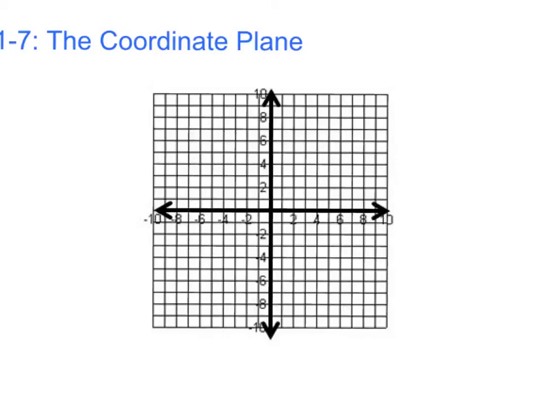In this video, we're going to review the coordinate plane. The coordinate plane consists of an x-axis, which is the horizontal axis, and the y-axis, which is the vertical axis. This breaks the plane into 4 quadrants.